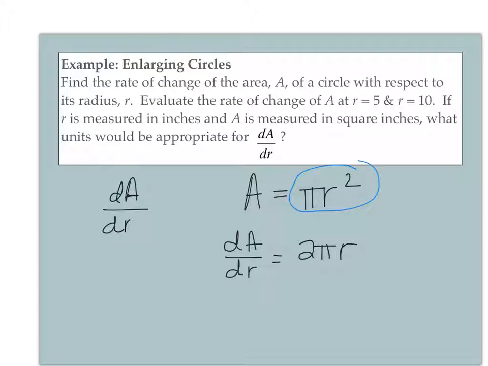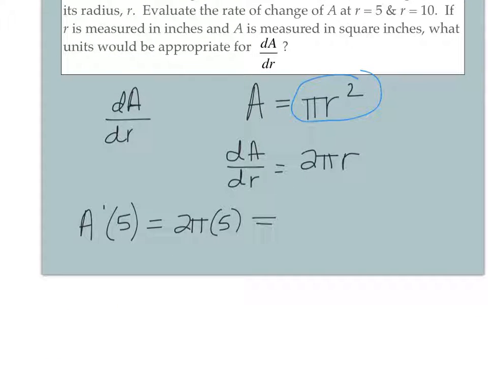So if I want to figure out the rate of change of A at 5, instead of writing dA over dr, you could write A prime. If I want A prime at 5, all I do is plug in 5 for r. And what would be a simpler way of writing that? 10 pi. Don't leave it like that, that's not very nice. Write 10 pi. And A prime of 10 would be 2 pi times 10, which is 20 pi.